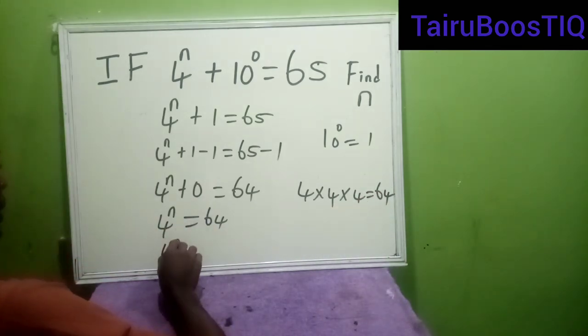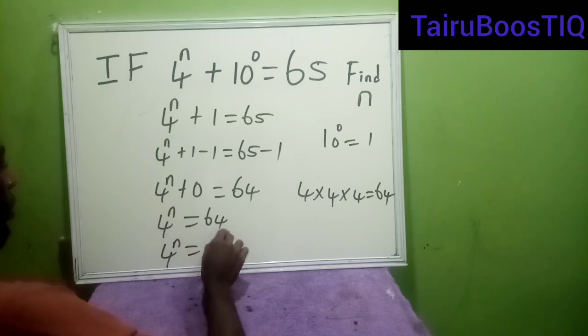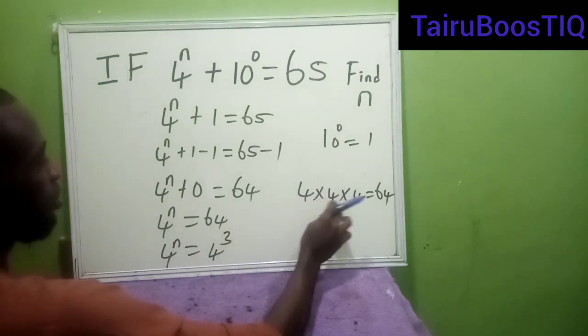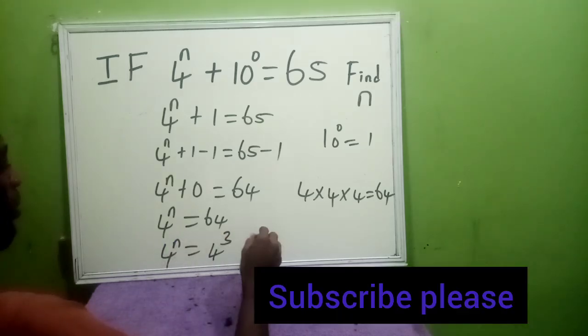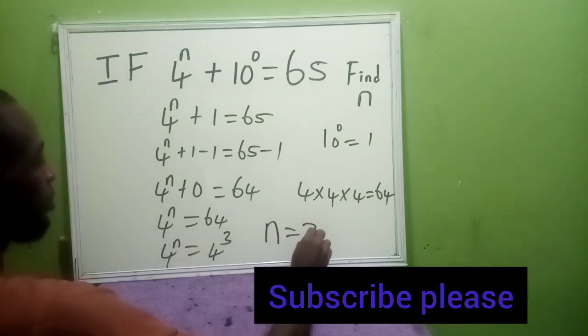So I'll replace 64 with 4 raised to power what? 4 raised to power n is equal to 4 raised to power 3, because 1, 2, 3. Now, since the bases are the same, we equate the powers. Our n is equal to 3.